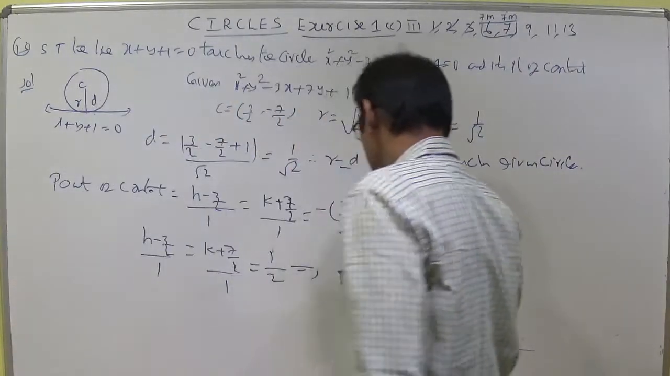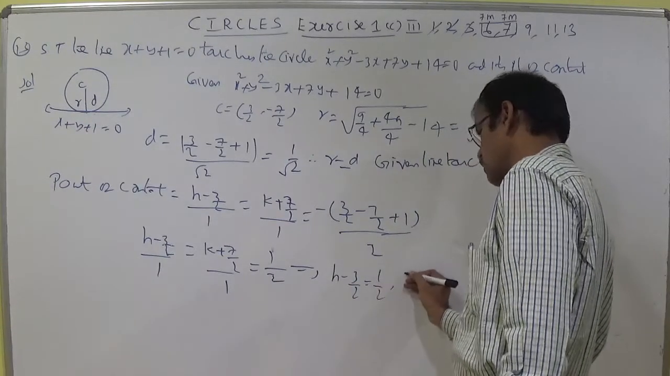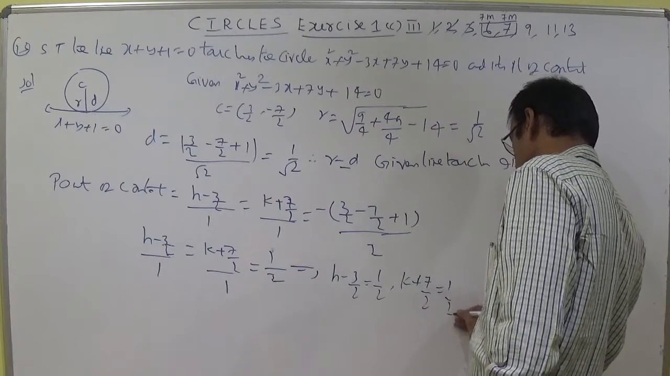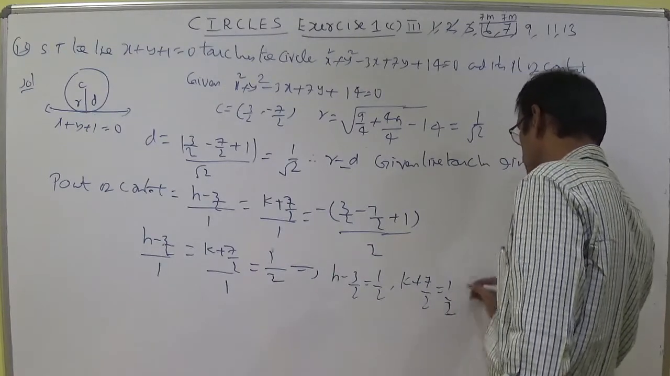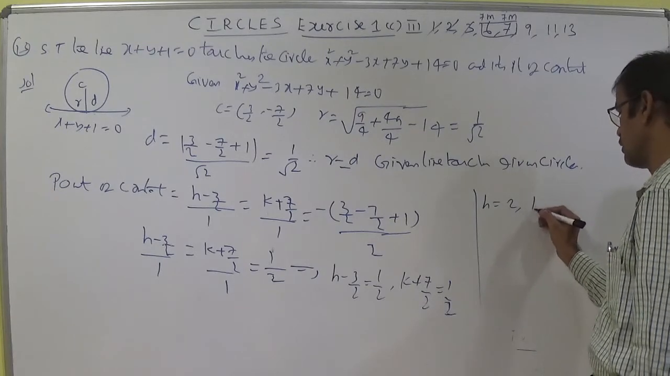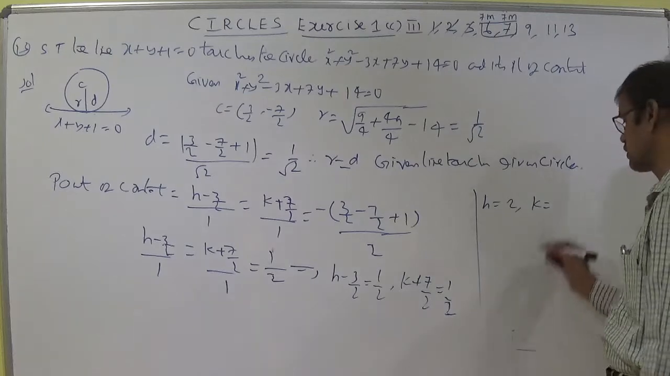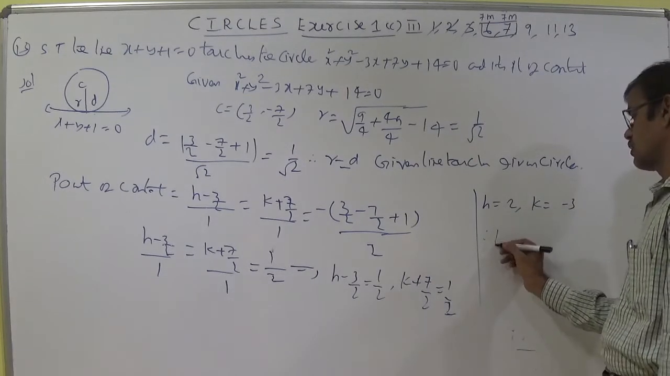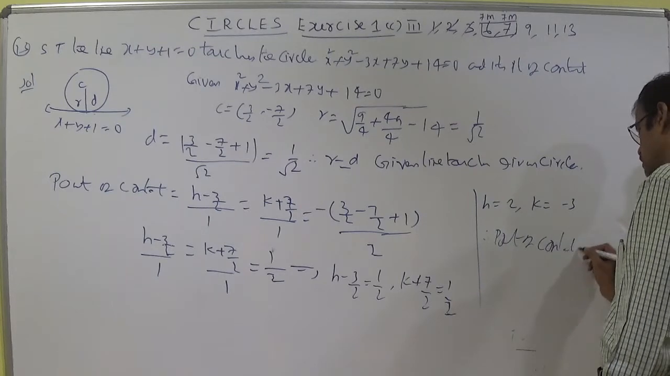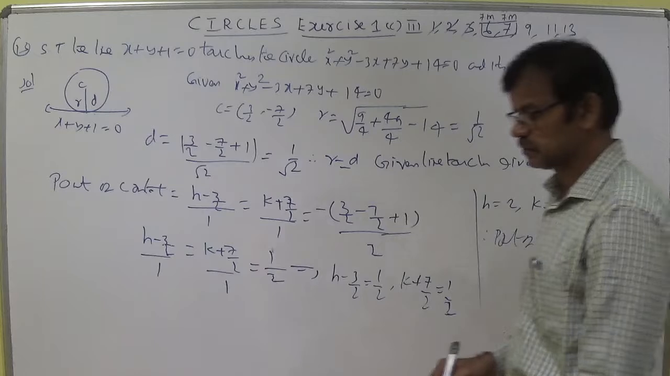That implies h minus 3 by 2 is equal to 1 by 2, and k plus 7 by 2 is equal to 1 by 2. So h is equal to 3 plus 1 by 2, that is 4 by 2, which is 2. K is equal to minus 7 plus 1 by 2, that is minus 6 by 2, which is minus 3. Therefore, point of contact is equal to (2, minus 3).